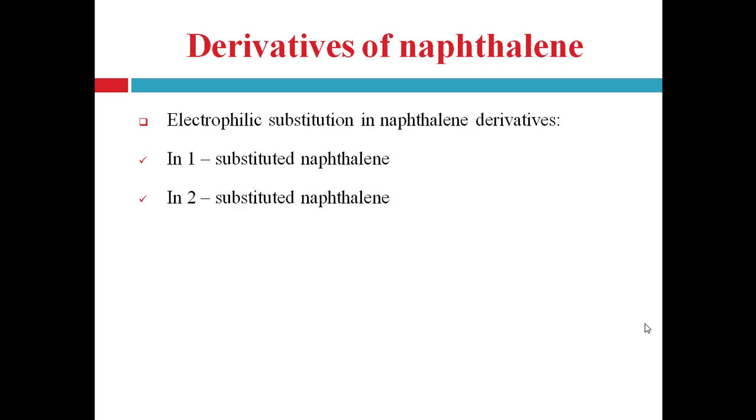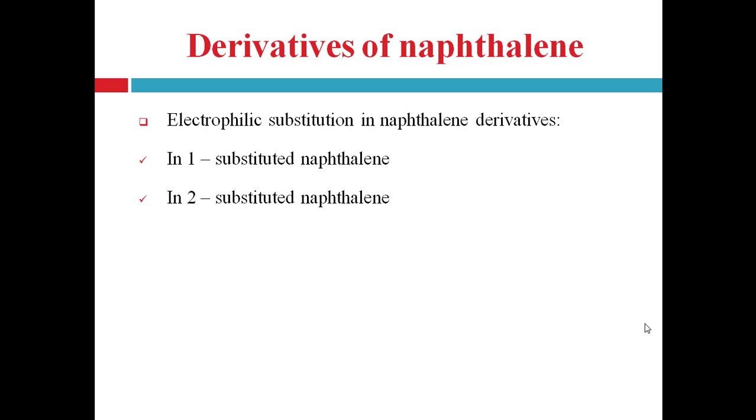If substituent is an electron withdrawing group, then electrophilic substitution is heteronuclear. That means the substitution will occur on the other fused ring, right? And occurs either at 5th position or at 8th number carbon, right? Now, in two substituted naphthalene, if substituent is an electron releasing group, then electrophilic substitution is again homonuclear as in one substituted, right? Occur at position 5th or 8th, right?